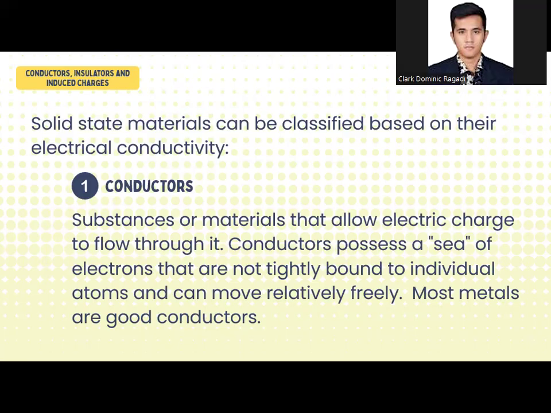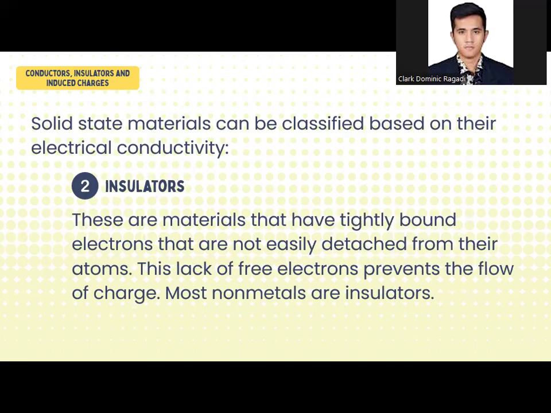Next, we have here insulators. These are materials that have tightly bound electrons that are not easily detached from their atoms. This lack of free electrons prevents the flow of charge. Most nonmetals are insulators. Unlike conductors, which have a sea of free electrons, insulators' electrons are tightly bound, meaning it's not easy to detach them from their atoms, requiring a lot of energy. The best example of an insulator is rubber.